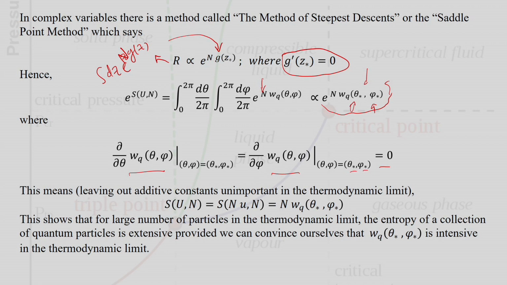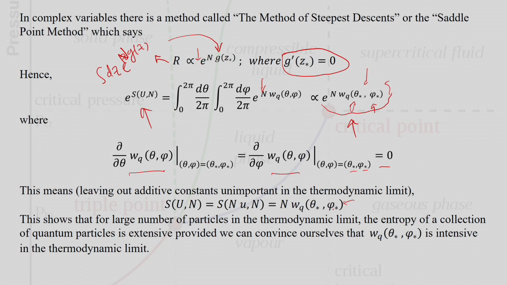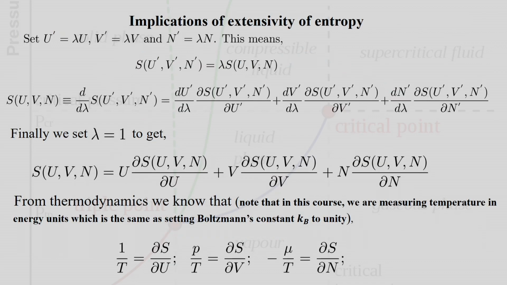And also if you ignore this proportionality factor here, then I can just take the logarithm on both sides here, and I can read off the expression for the entropy of the system, which is basically the total number of particles times this W evaluated at this saddle point. So, obviously, if I want to convince myself that entropy is extensive, all I have to do is first evaluate this theta star phi star and then insert it into this W, and then convince myself that this W is intensive. In other words, that if I scale the system, it is not going to change at all. So, the question is, can I do that?